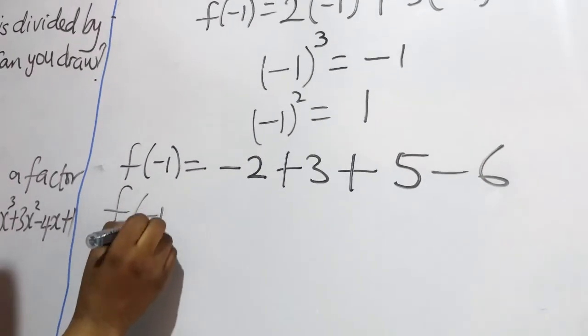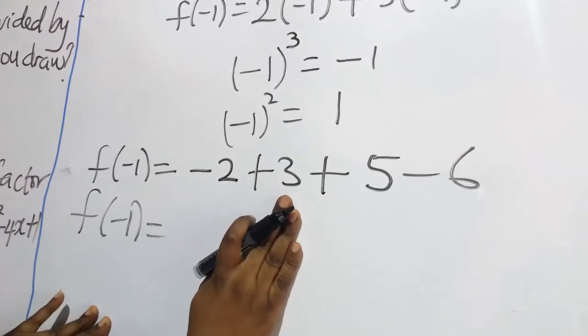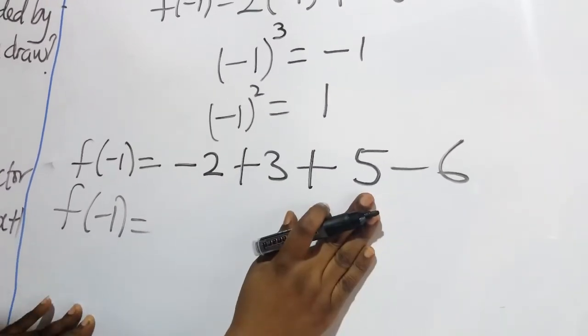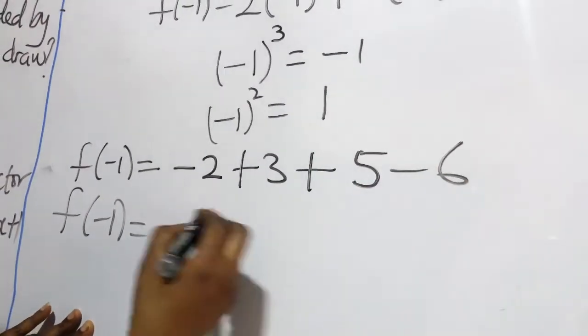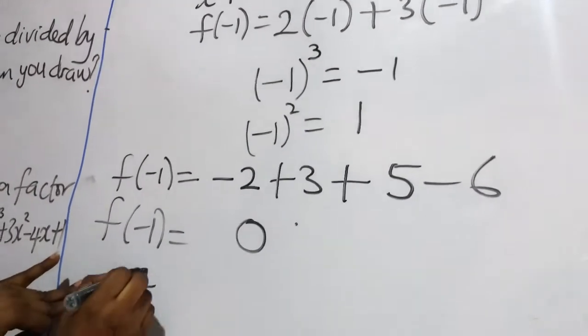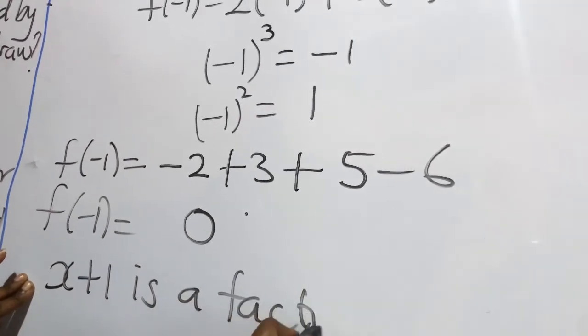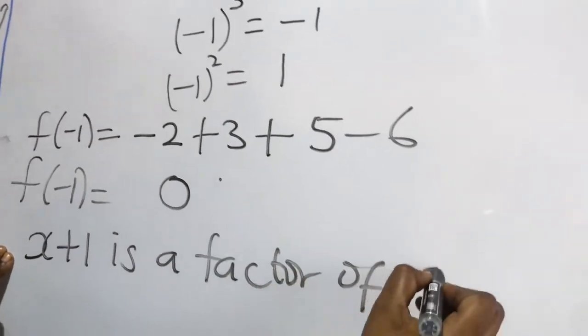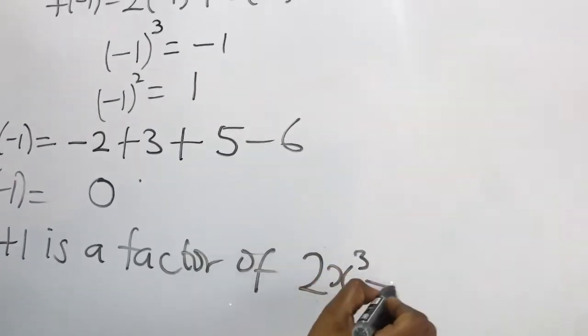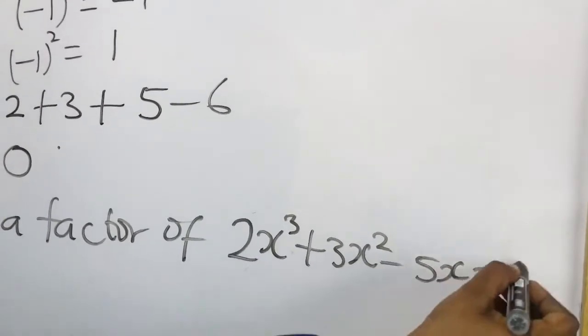f of minus 1 will now be equal to minus 2 plus 3 is equal to 1. 1 plus 5 is equal to 6, and 6 minus 6 is equal to 0. So we can now say that x plus 1 is a factor of 2x cubed plus 3x squared minus 5x minus 6.